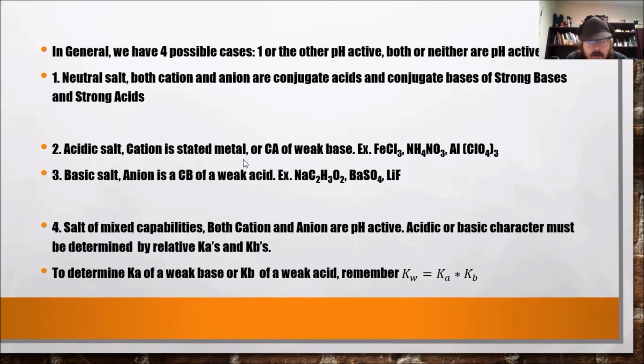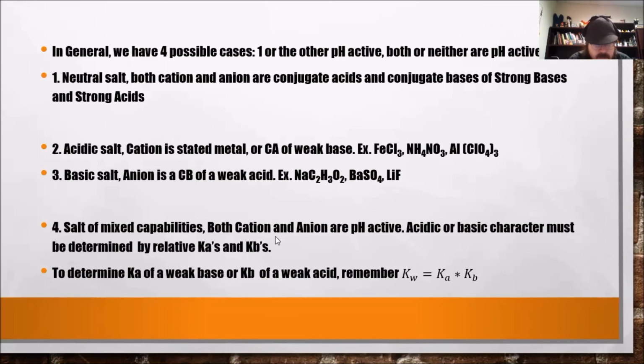If you're wondering whether a salt will affect the pH, you look first, what is the cation? Is the cation one of these special metals or the conjugate acid of a weak base? Is it basic? We look at the anion. Is it the conjugate base of a weak acid?